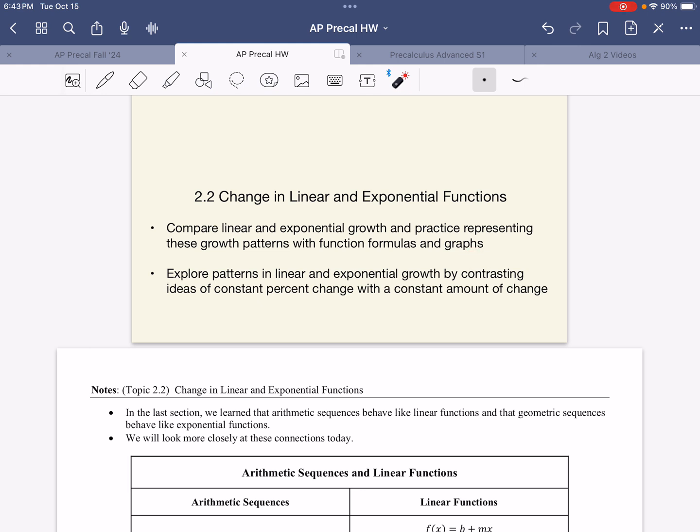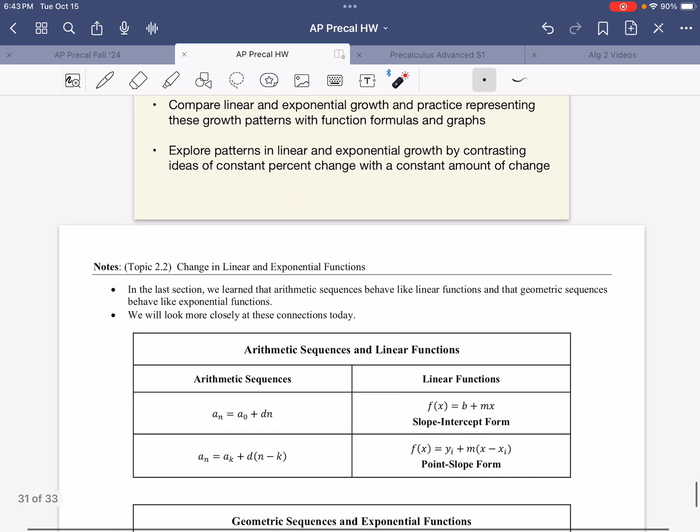We're going to explore patterns in linear and exponential growth by contrasting ideas of constant percent change with a constant amount of change. So like a constant rate of change versus changing by a certain percent or ratio each time. So hopefully those are making you think back to last lesson as well. So let's take a look at the notes.